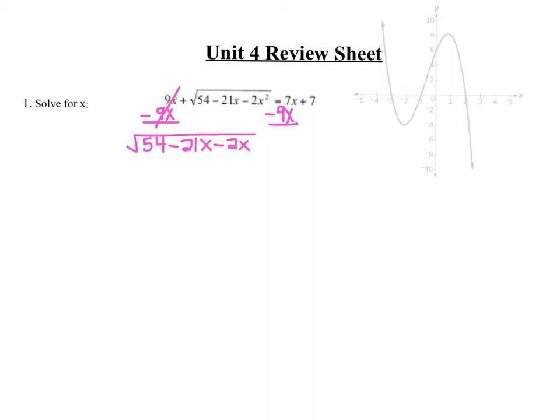And then on the right-hand side of the equation, we're just going to combine the like terms. So 7x minus 9x would be negative 2x. And I'm going to bring down the plus 7. Okay, so we're on to step number 2.